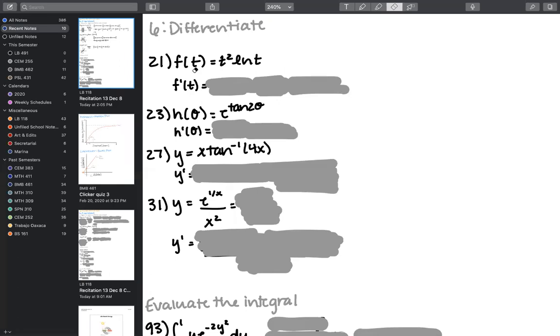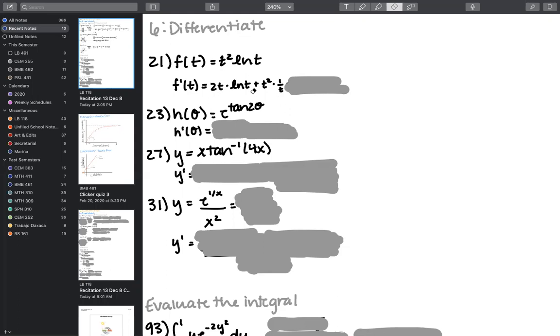So starting with number 21, we've got two functions being multiplied. So we're going to have to apply the product rule. We're going to do the derivative of the first times the second. So 2t natural log of t plus the first, t squared, times the derivative of the second, which is just 1 over t. So that's all you have to memorize for a natural log function.